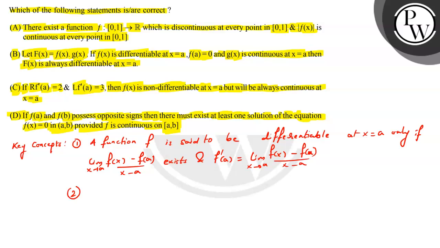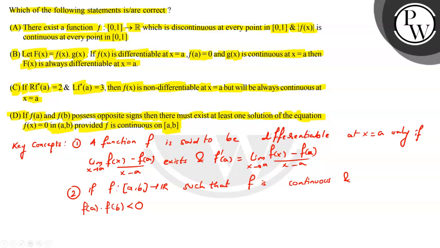Now the second key concept is the theorem of location of roots. So if we have a function f from the closed interval [a, b] to R such that f is continuous and f(a) multiplied by f(b) is less than 0. See, two real numbers when multiplied with each other give a negative number only if they have opposite signs, right? So f(a) times f(b) is less than 0.